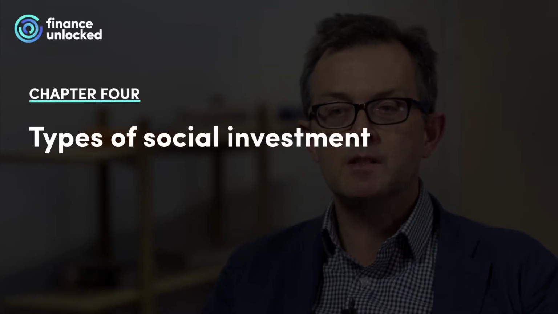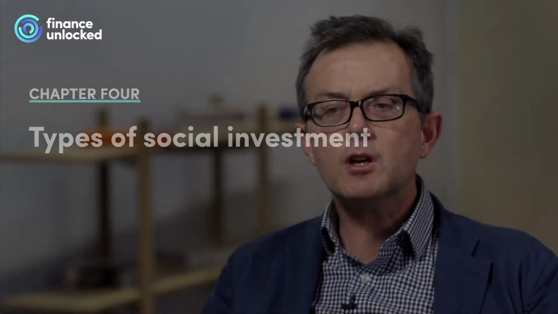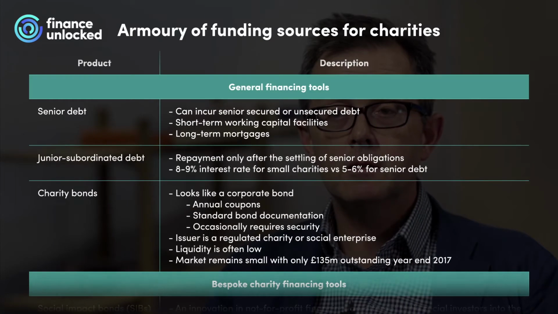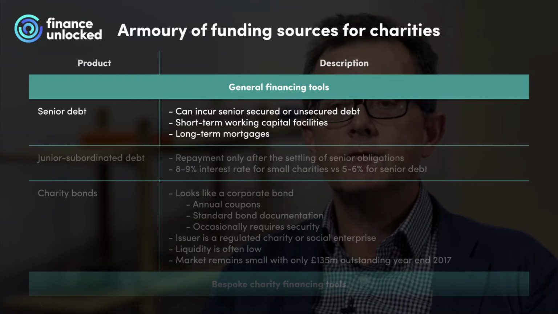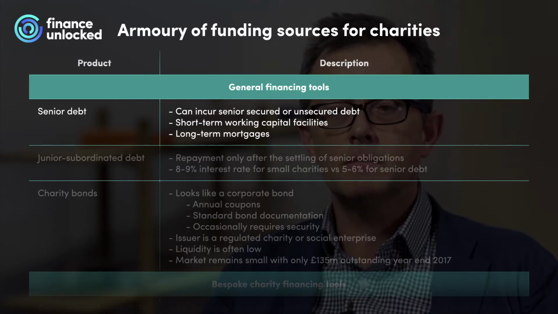Types of social investment. Many of the core products in the armory of a social investor would be familiar to any financial markets practitioner. Senior debt. A charity can incur senior secured or unsecured debt. This would extend from short-term working capital facilities to 40-year mortgages on properties.